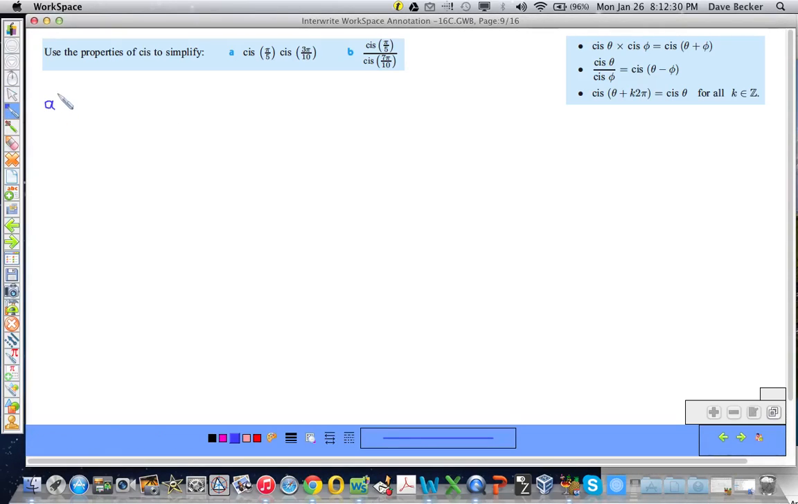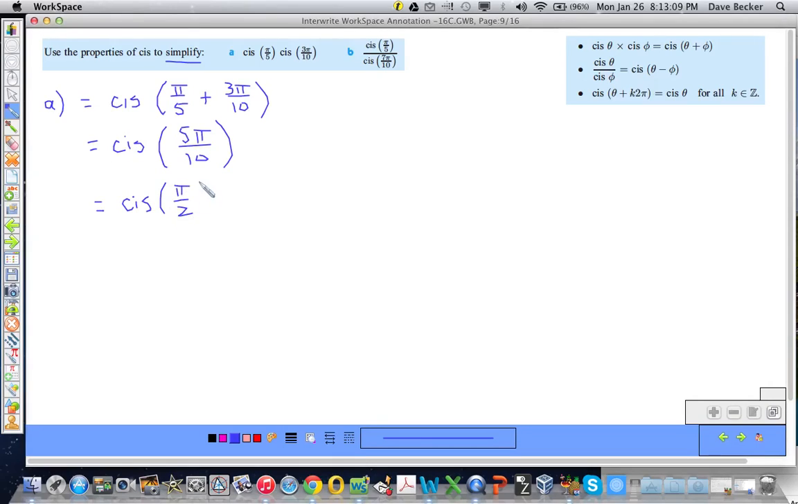Cis of pi over 5 times cis of 3 pi over 10 is equal to cis of pi over 5 plus 3 pi over 10. Could it be any easier? Remember, we're simplifying this. If we combine those, that's actually cis 5 pi over 10. Come on, do the fractions in your head. Which is the same as cis pi over 2.